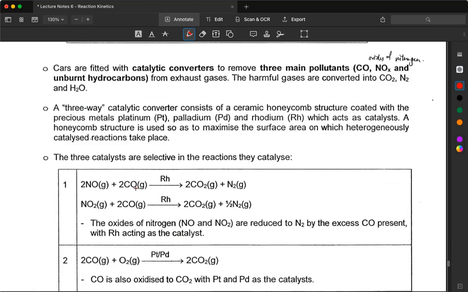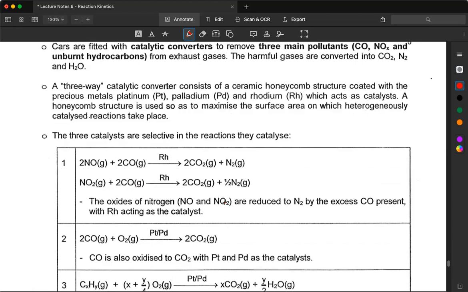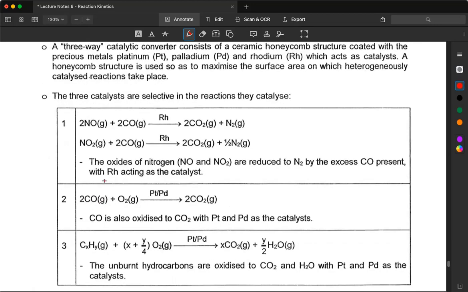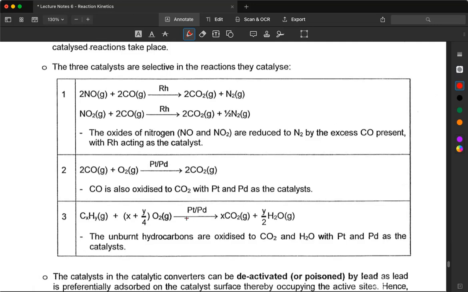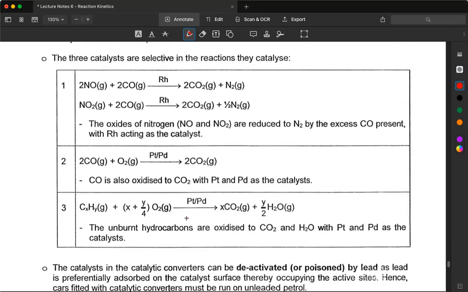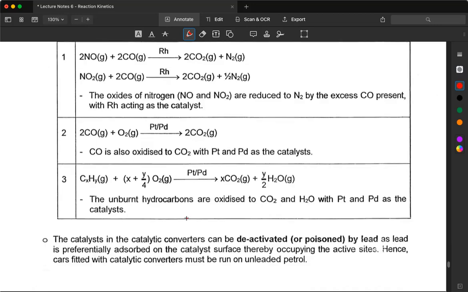NO and CO will undergo redox reaction to form CO2 and N2. Either you can use rhodium, and rhodium is involved in the first step. So either NO or NO2 will both become the same products. Then the CO will also be oxidized with platinum or palladium as the catalyst. As for the combustion, it will be these two, the unburned hydrocarbons. So it helps to convert them to less harmful products.